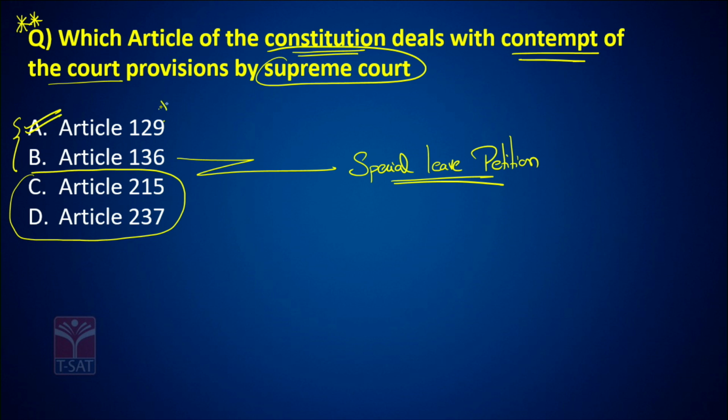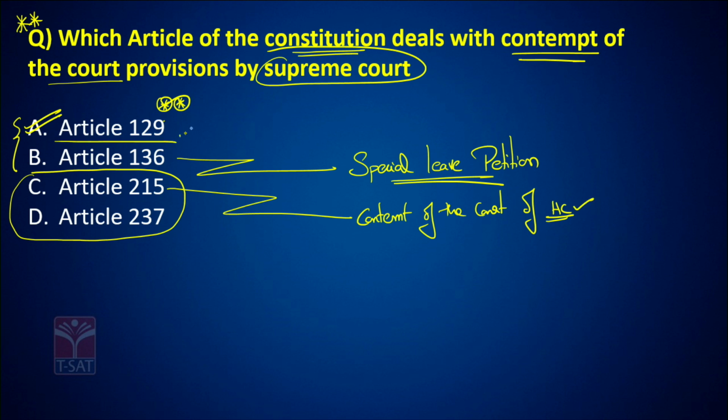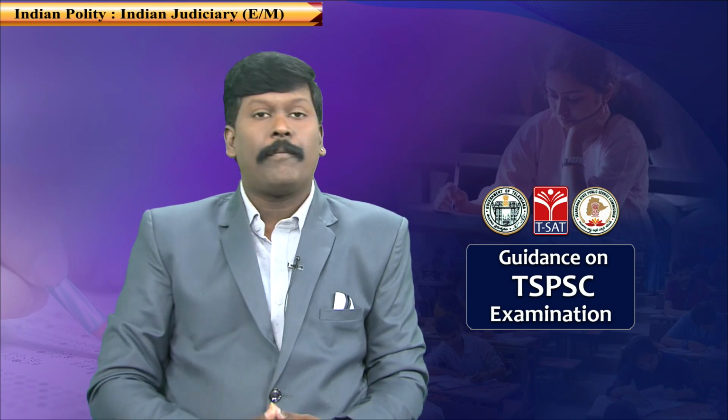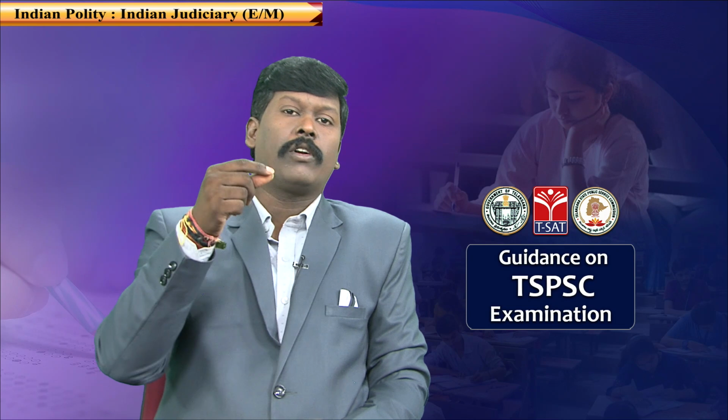Article 129 of the Constitution talks about contempt of the court, Supreme Court, and Article 215 talks about contempt of the court of High Court. This belongs to High Court, this is Supreme Court. Contempt of the court is when you go against the Supreme Court judgments or orders. And whenever there is contempt, the court has all the rights to punish you. This contempt of the court is made applicable by Parliament law. As per Article 129 and 215, the Parliament has made a law in 1971 called Contempt of the Court Act 1971.